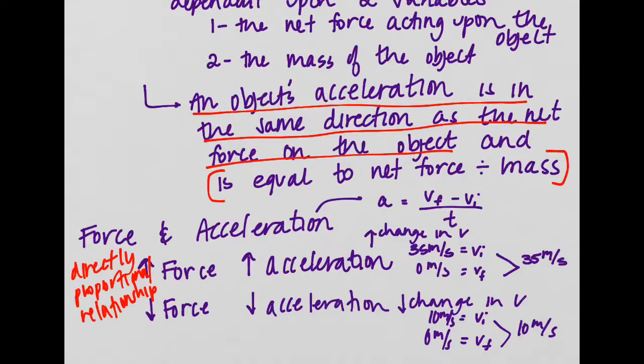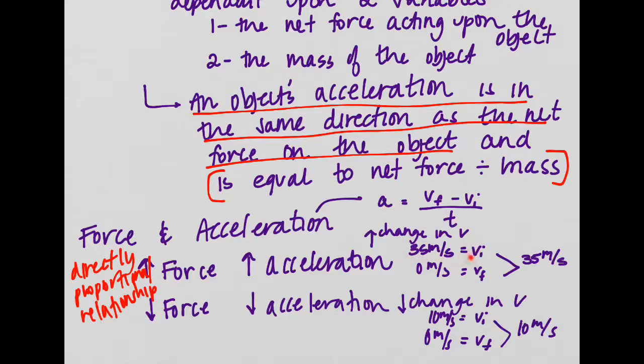Okay, so if we look at the relationship between force and acceleration, this is a directly proportional relationship. As force goes up, acceleration goes up. So if we increase the force, we increase the acceleration. If we increase the acceleration, we are having an increase in velocity, right? So I gave you an example, I think, of throwing a ball as hard as you can versus tossing the ball just really softly. So if you throw the ball as hard as you can, you're going to have an initial velocity of 35 meters per second, let's say.